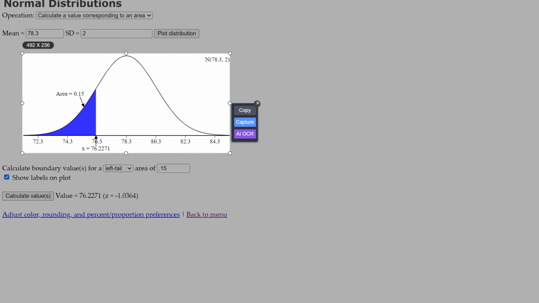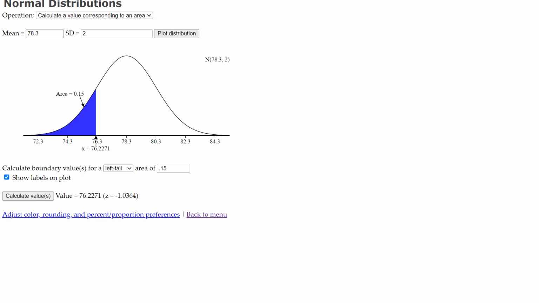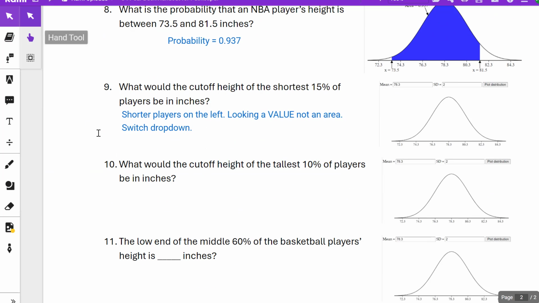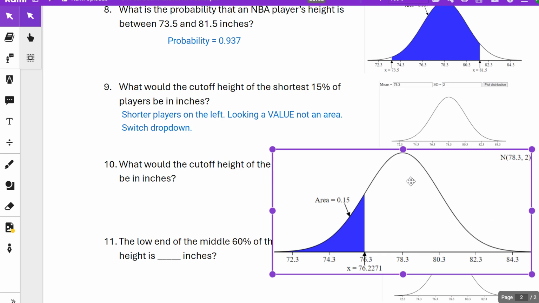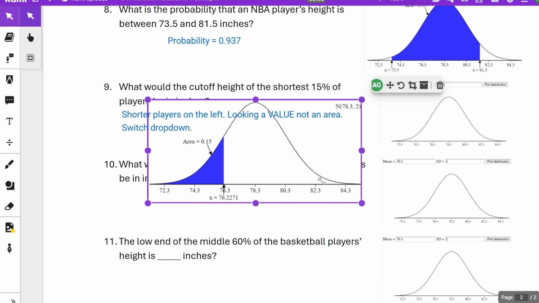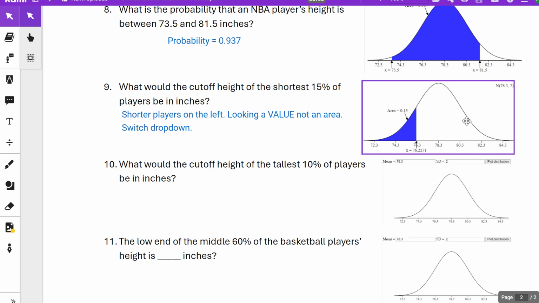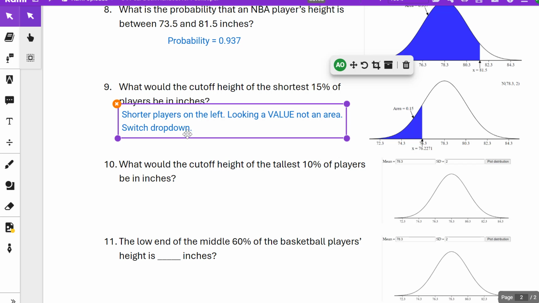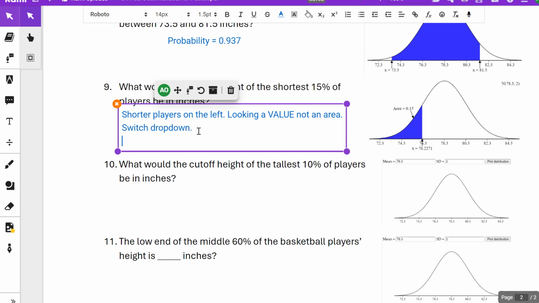76.227. Seems overly precise, but it's better to be overly precise on your web assigns, because it will do some rounding for you. If you're overly precise, it won't ding you, generally, almost never. But if you're overly rounding, which many of you are prone to do, then it will ding you for rounding too much. All right, so the height is 76.2271, or about 76.2, depending on how you round it.